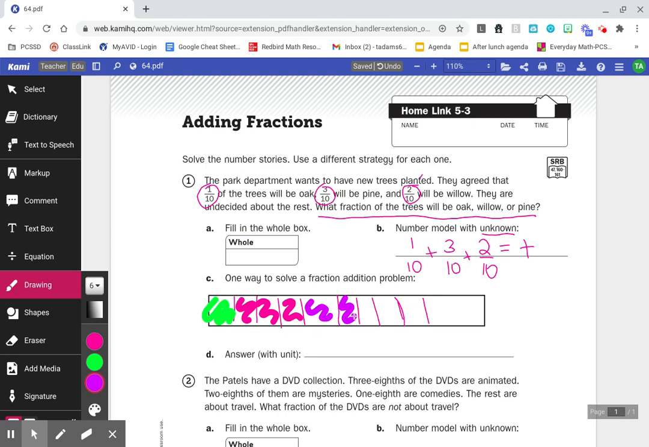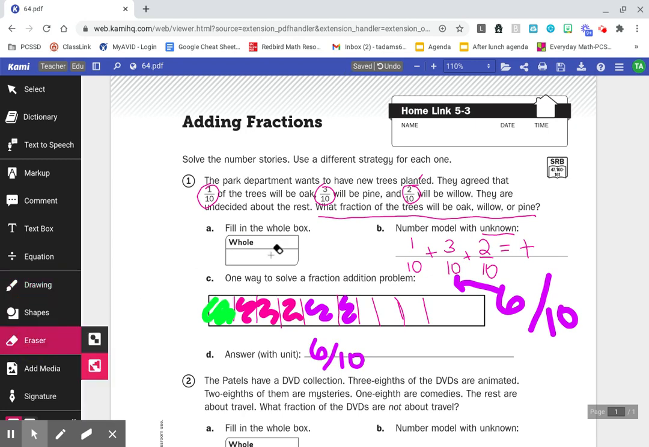Then we can count. That's the great thing about using this visual model, is we can actually count our shaded areas. 1, 2, 3, 4, 5, 6. So I know that 6 out of 10 of my trees will be oak, willow, or pine based on this model. So I'm going to put my same answer here. The answer with our units, that means with our fraction, is 6 out of 10 trees will be oak, willow, or pine.